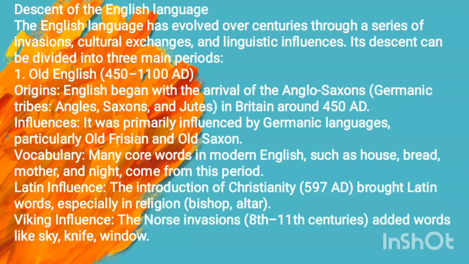First we will see the Old English, that starts from 450 to 1100 AD. Its origin, English originated when Germanic tribes, that is Angles, Saxons and Jutes, migrated to Britain in the 5th century AD. Their language formed the foundation of Old English. Next one, it was closely related to other Germanic languages, especially Old Frisian and Old Saxon.